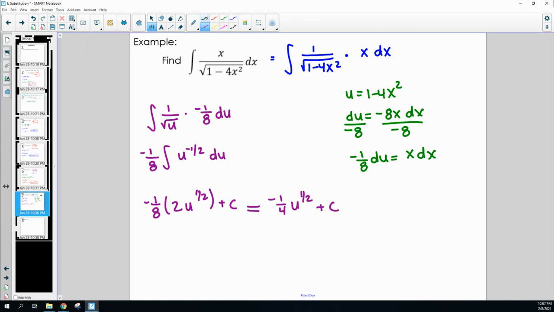Then again, we want to make sure that we plug back in our u. So this is going to give us negative 1/4, and I'm just going to be fancy here and put a square root instead of to the 1/2 power because it's easy enough to do. This is going to be the square root of 1 minus 4x squared, and then plus c.